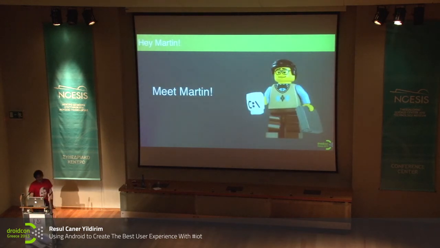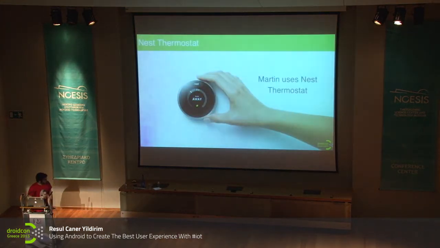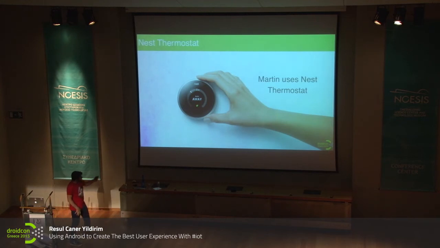So meet Martin. He's my friend, and he's a software developer. He's very good at using Internet of Things devices, and he lives in a smart home. So he uses his Nest thermostat to arrange his house's temperature. This Nest device will become a Brillo supported device in the next weeks or months, so you don't need another app to control this device.